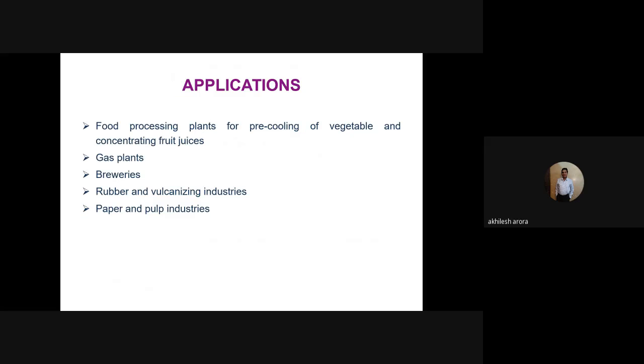Now there are certain applications. It can be used in food processing for pre-cooling of vegetables and concentrating fruit juices, gas plant, breweries, rubber and vulcanizing industries, paper and pulp industries. So you need not worry, but you should know about the application part also.